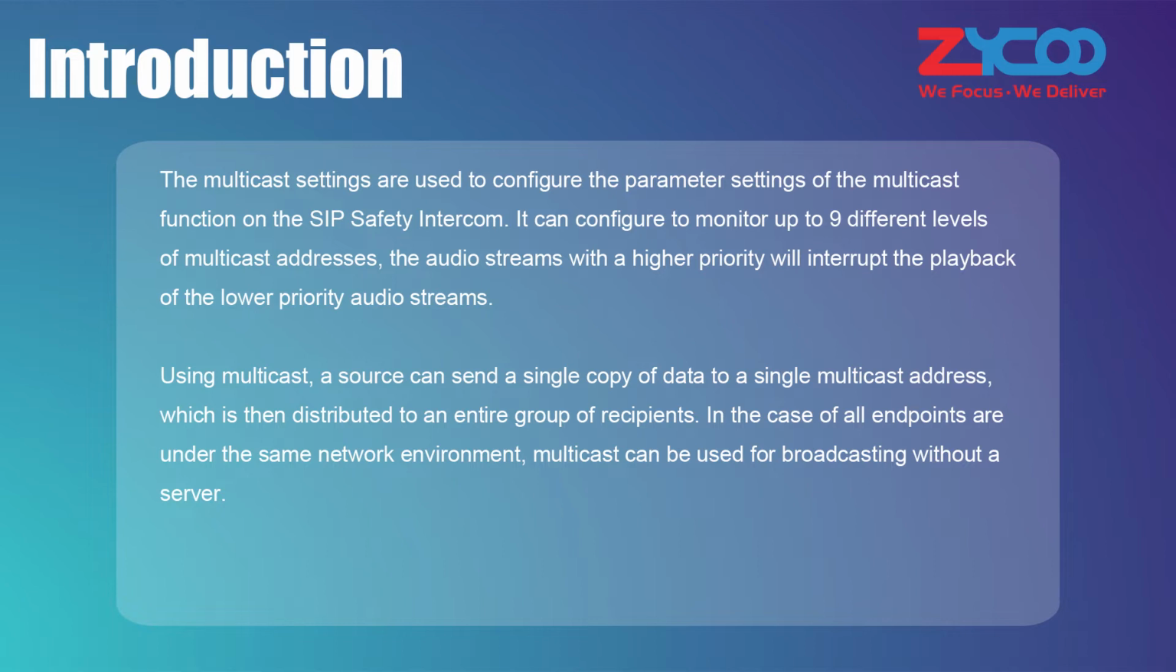The multicast settings are used to configure the parameter settings of the multicast function on the safety intercom. It can configure to monitor up to 9 different levels of multicast addresses. The audio streams with a higher priority will interrupt the playback of the lower priority audio streams.